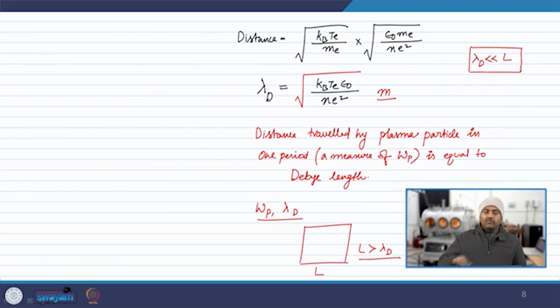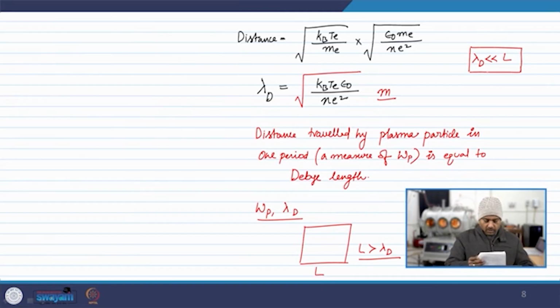Because if plasma is there, it will exhibit oscillations, and these oscillations will have a characteristic time scale, right? And with this characteristic time scale, you will have a characteristic length, which is nothing but the Debye's length. So, you cannot have plasma oscillations unless this characteristic length scale is established. So, your length scale of plasma should always be greater than the Debye's length, right? So, this can be treated as another plasma criteria, right?